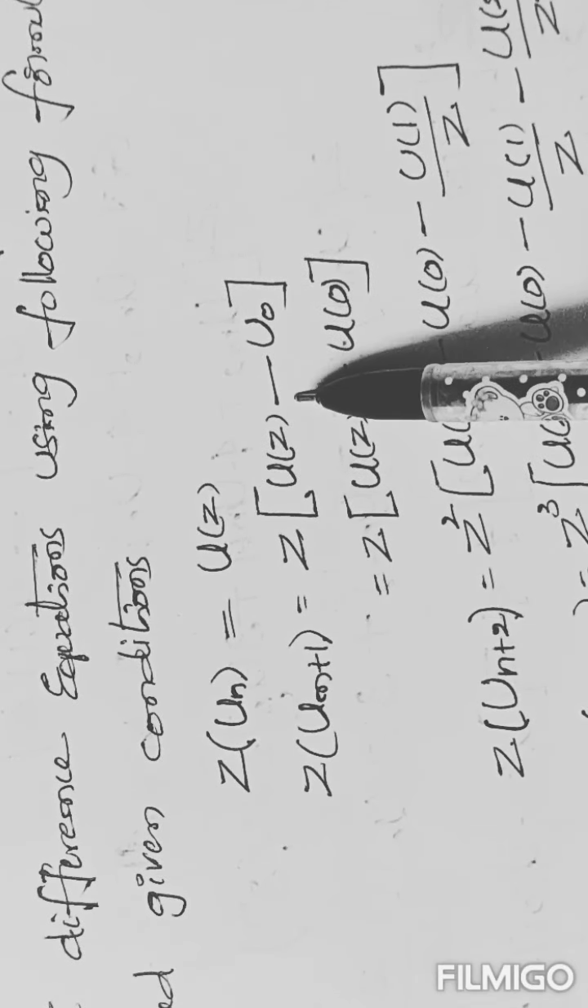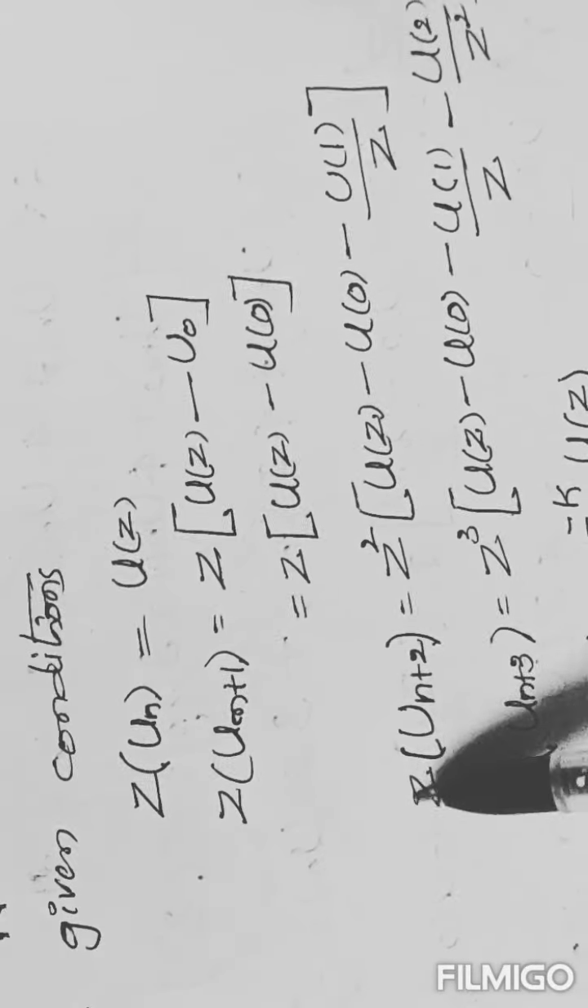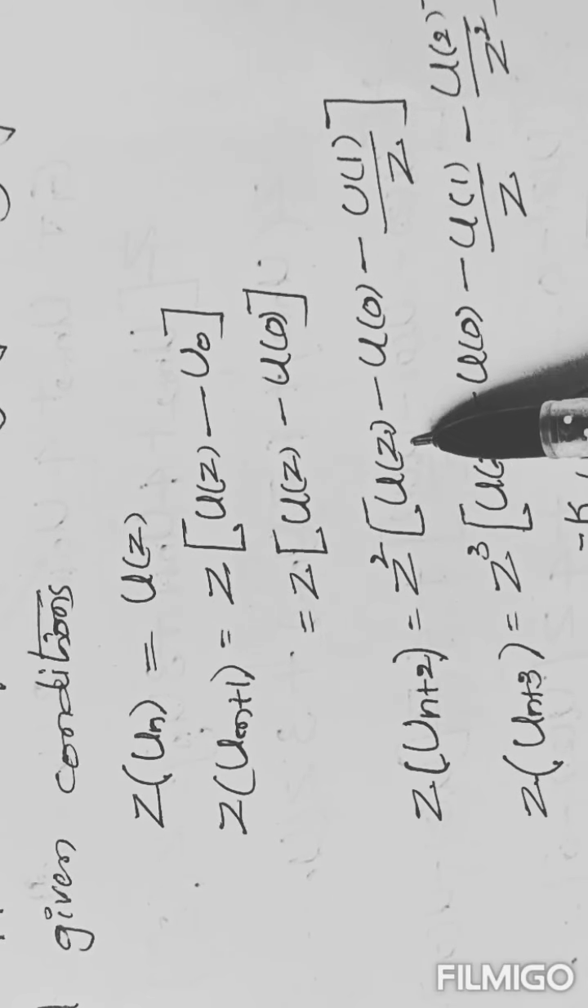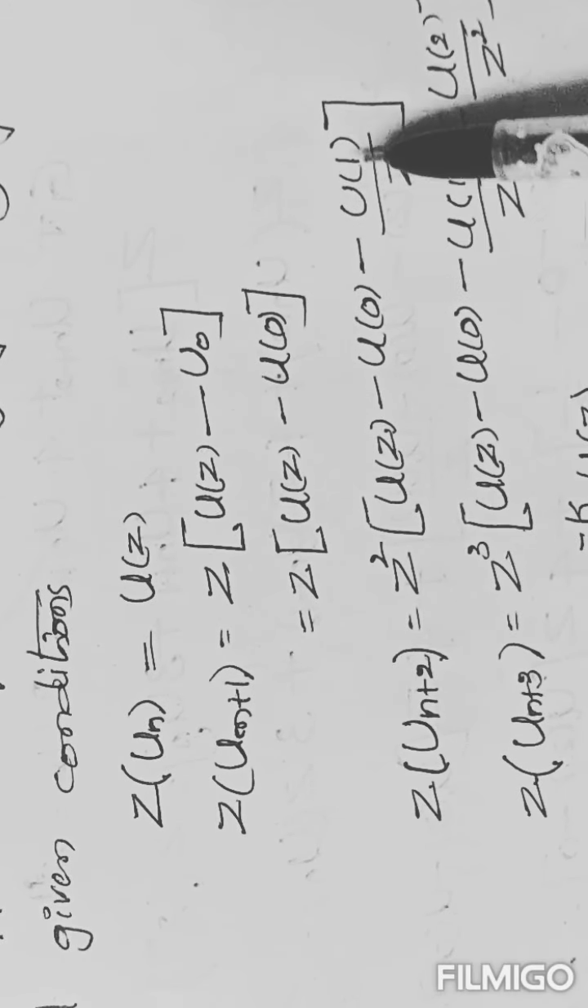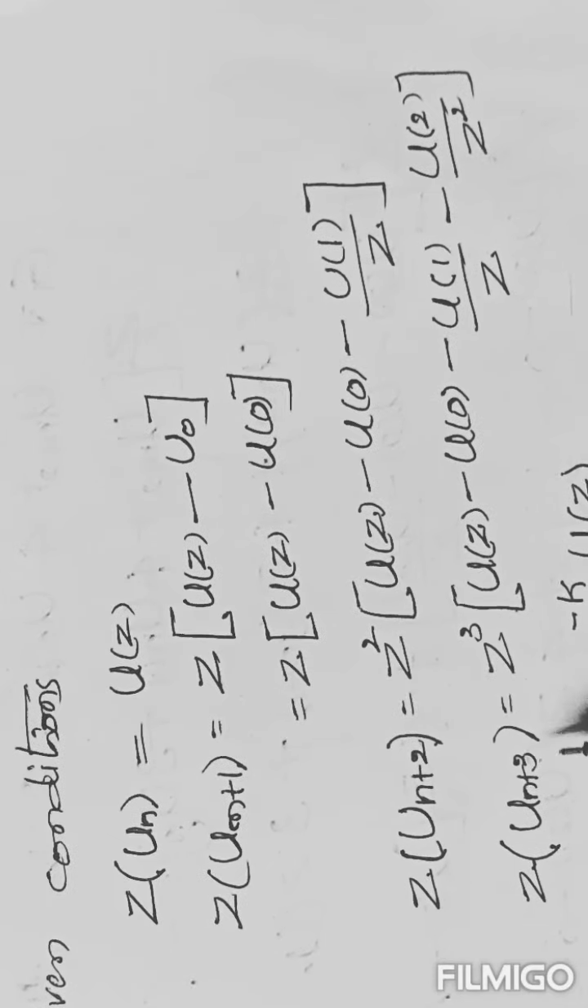Then the formula is z times (U(z) minus u_0), where u_0 is also written as u(0). The next formula is Z of u_{n+2} equals z squared times (U(z) minus u(0) minus u(1)/z). Z of u_{n+3} equals z cubed times (U(z) minus u(0) minus u(1)/z minus u(2)/z squared).